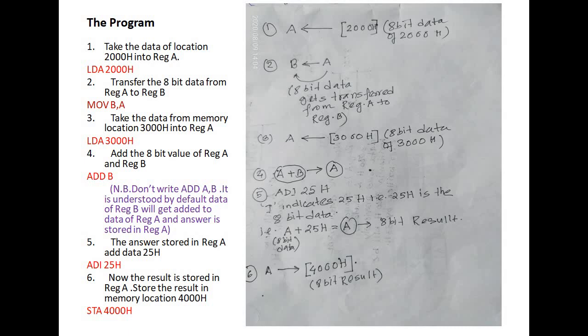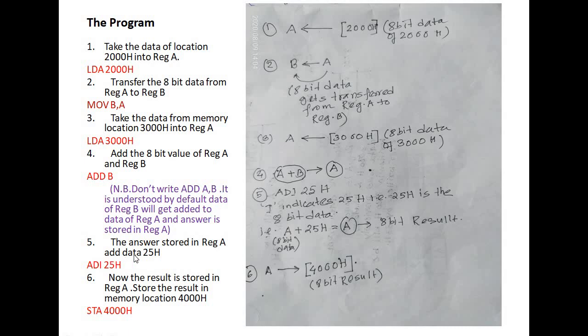So ADD B. If you write ADD B, what will the processor do? The processor will immediately add the data stored in register B with the data stored in register A. And after addition, what will happen? The 8-bit result will get stored in the accumulator, that is register A. Understood? The answer is stored in register A.